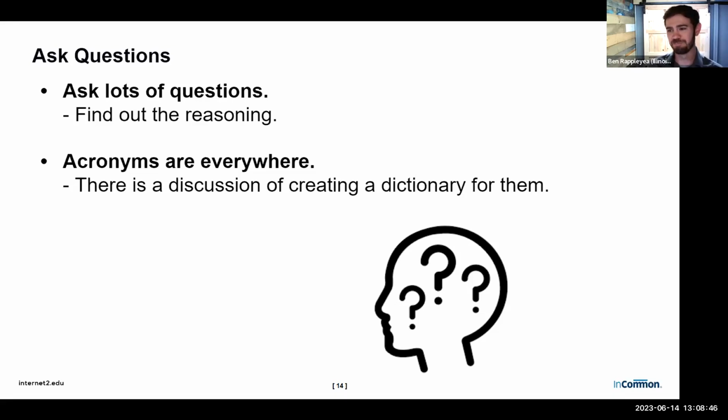But the other reason I say ask questions is acronyms are everywhere. And I found that particularly challenging when I first started in IAM, because acronyms, IAM even, for example, there are quite a few in my presentation. I'm going to try and bring my attention to them. And there's also documentation that we're working on as a community to enable people to just click into a dictionary and say, hey, what's this? As far as the community is concerned.